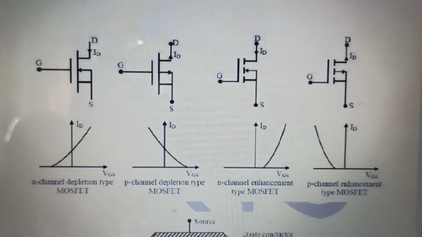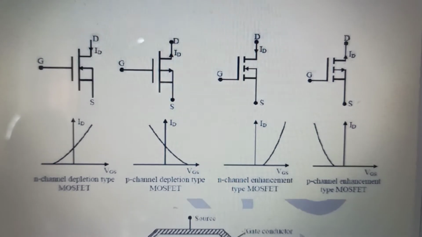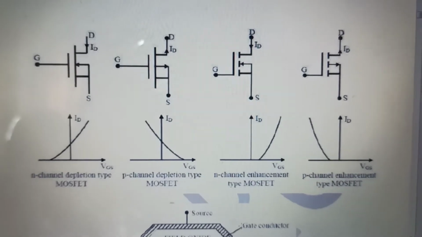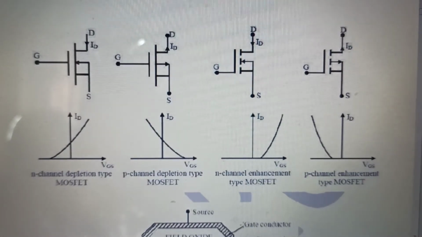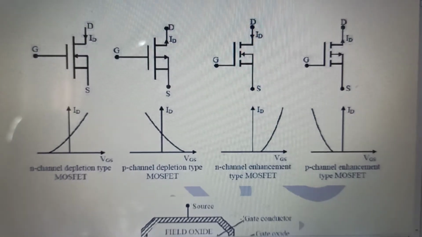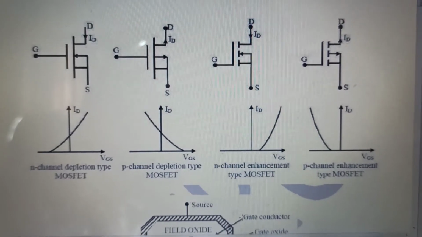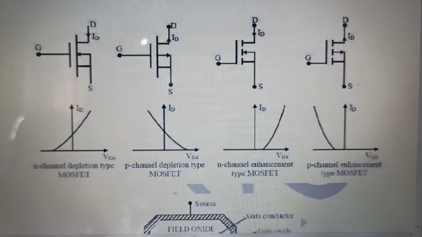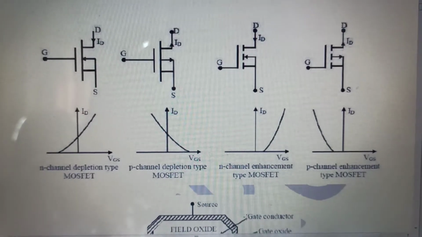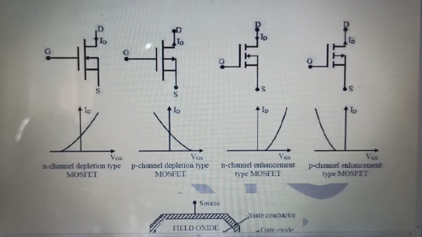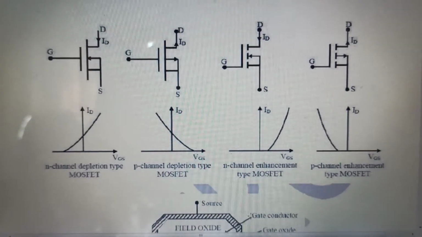In this frame, it is quite visible to all of you that four kinds of MOSFET are shown here. The first kind is the N-channel depletion type MOSFET. It means the channel that is formed comprises electrons, which is why it is named an N-channel depletion type MOSFET. The second MOSFET shown here is the P-channel depletion type MOSFET.